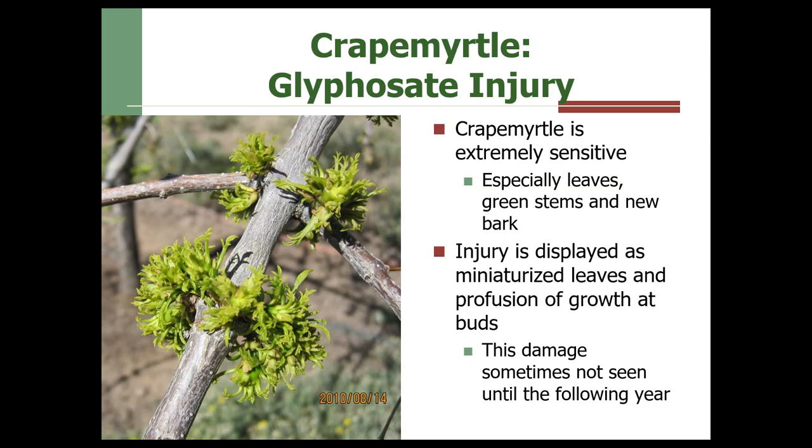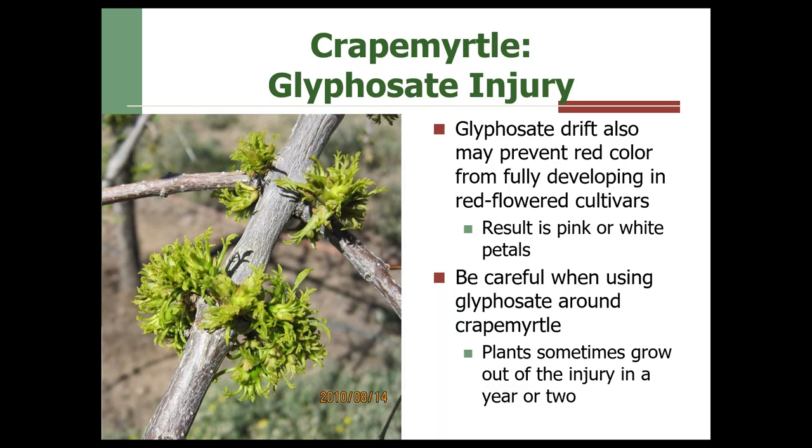The injury usually results as sort of miniaturized leaves and in sort of witch's brooming of growth. And it doesn't happen right away. Sometimes you don't see that till the following year. Sometimes the crepe myrtle will grow out of this, but it's not always sure that you can grow out of it in a year or two.